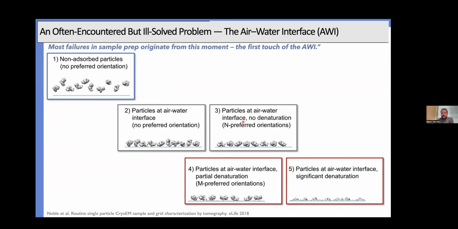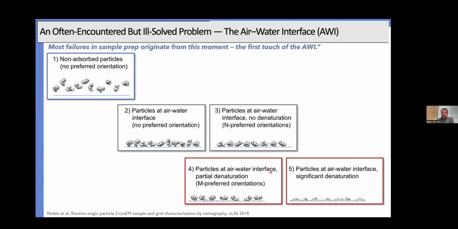Or in some cases, it'll be at the air-water interface. You don't have denaturation or sample integrity loss, but you still have preferred orientations. And as long as the number of views is more than 3 or 4, in most cases, you can still process the data and recover a good 3D reconstruction.